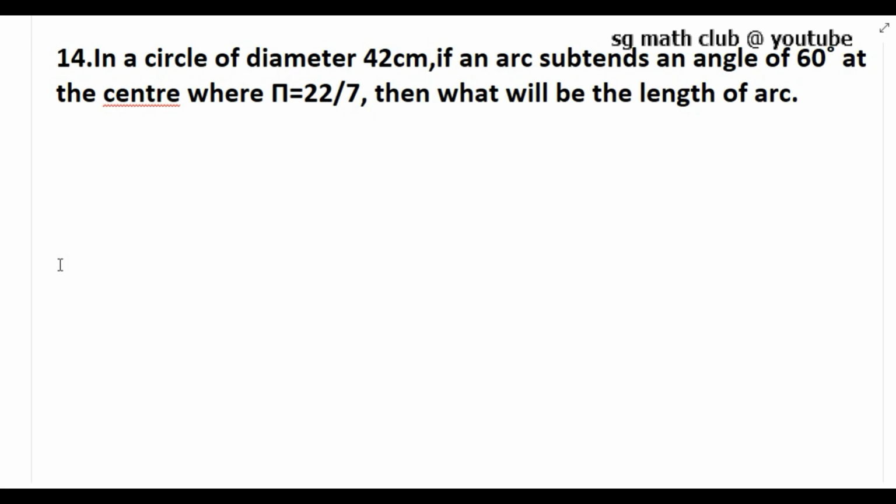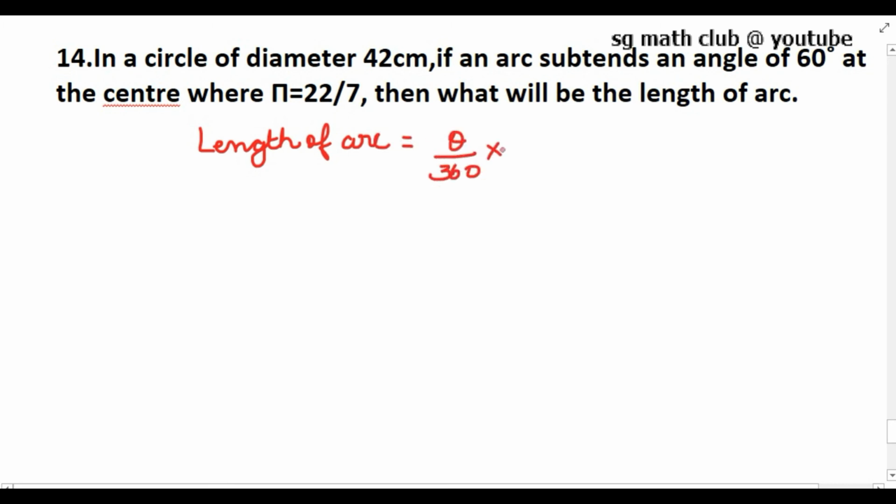Next question. In a circle of diameter 42 cm, if an arc subtends an angle of 60 degree at the center, where pi is 22 by 7, what will be the length of the arc? We know the formula. Length of arc is equal to theta divided by 360 into 2 pi r. That is the length of the arc.